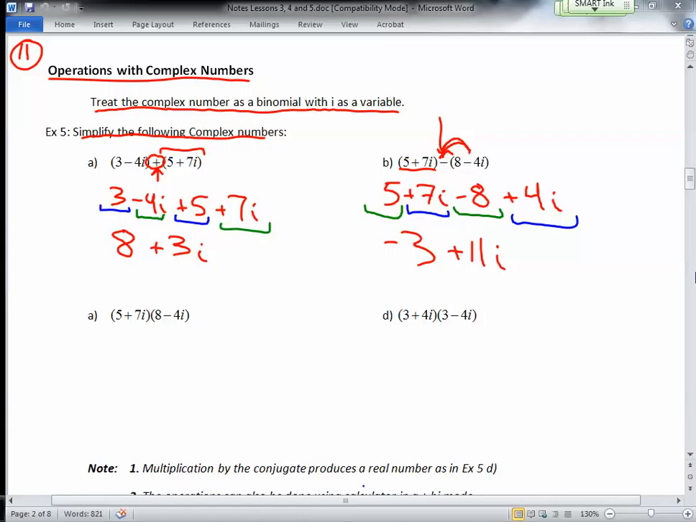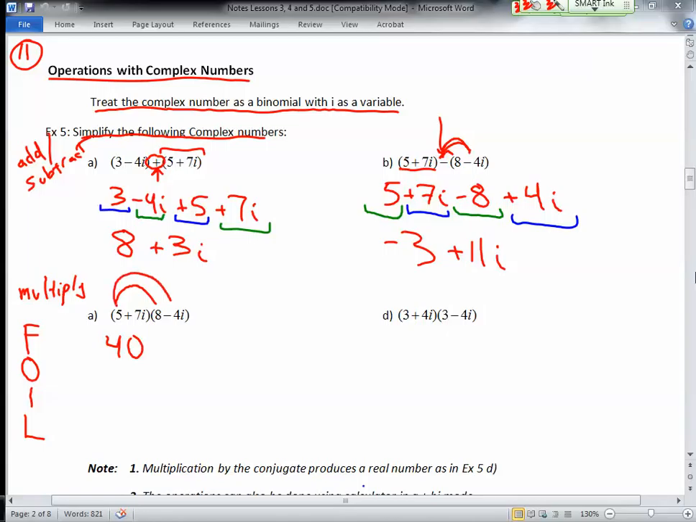Okay, so these next two are going to be multiplication. Right? These first ones were add or subtract. Since I have two binomials in parentheses right here and I'm multiplying them, this is where I do my first, outer, inner, last. I do my FOIL here. My first would be a 5 times an 8. That gives me a 40. My outer would be a 5 times a negative 4i. That's a negative 20i.